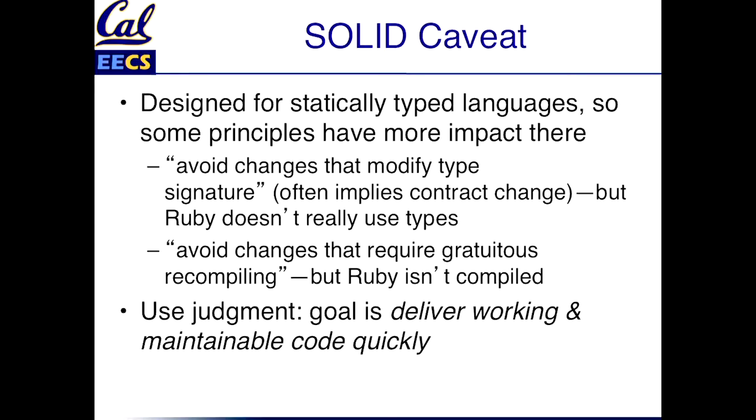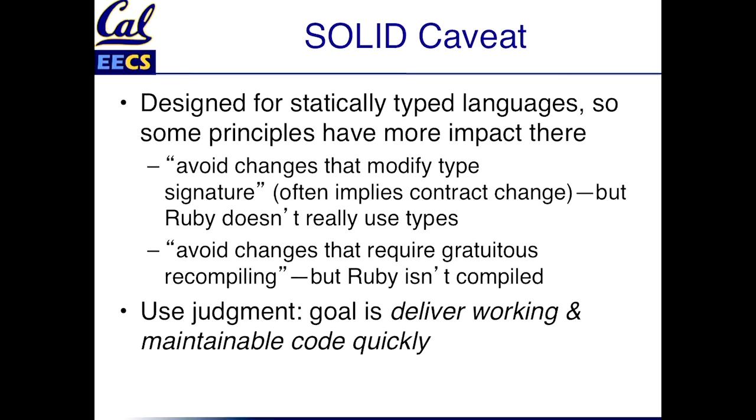So for example, a lot of the design patterns in terms of minimizing the cost of change are trying to avoid situations where a simple change modifies the type signature and requires recompiling of a package. In Ruby, there's no compilation. So you're basically being shielded from a cost, right?